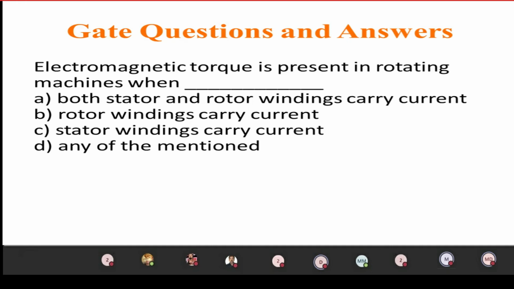So if the rotor winding carries current, it means the stator did not carry current. Here they did not mention any other wording, such as the stator having a permanent magnet. So rotor winding carrying current alone is not true. Stator winding carrying current, which type of current, they did not mention. Any of the mentioned: already B and C are not correct, so D is also not correct. So both stator and rotor winding carry current. That is the answer.